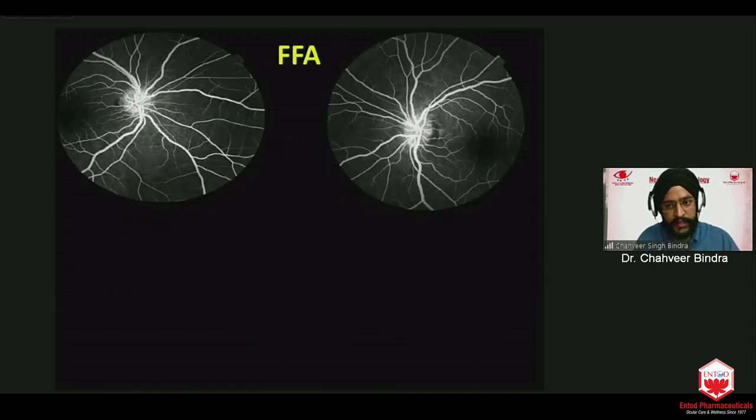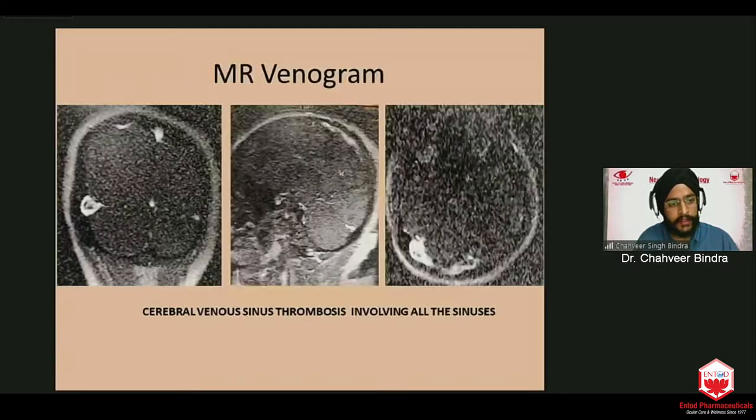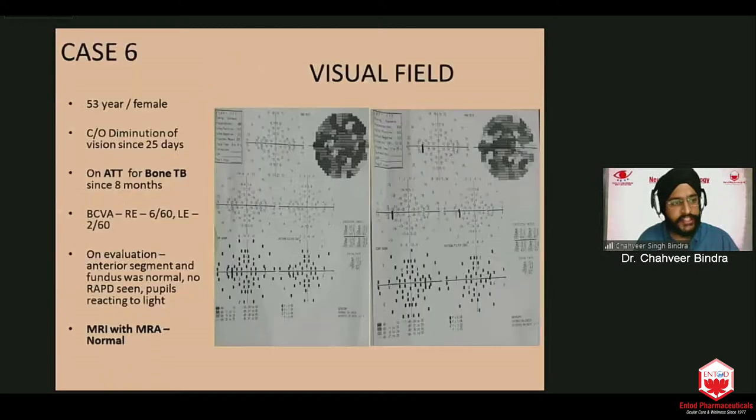The angiography was done and we could see the disc leakage in the late phases. In the MR venogram, cerebral venous sinus thrombosis was seen involving all the sinuses. The patient was taken up for treatment immediately.